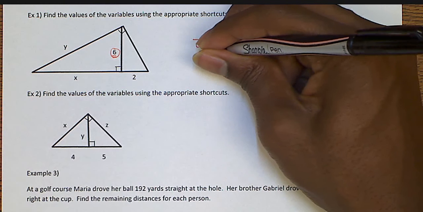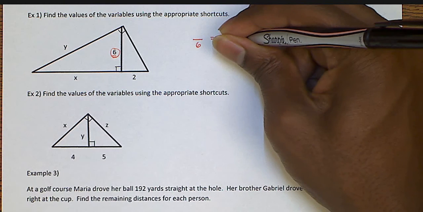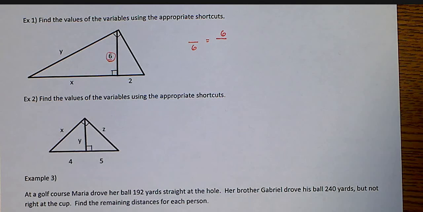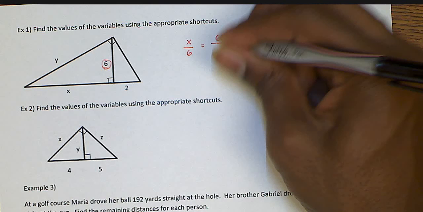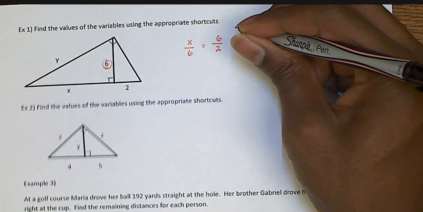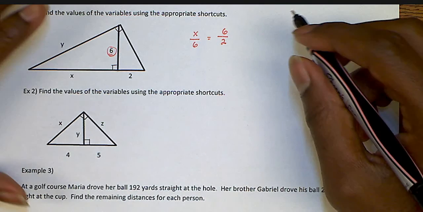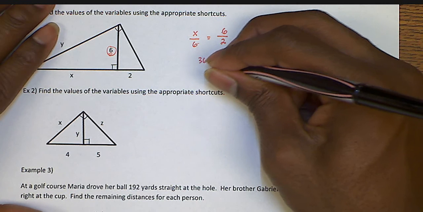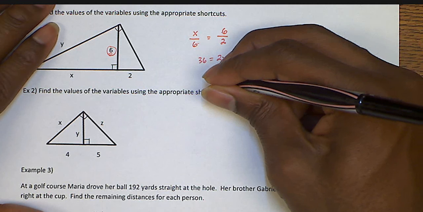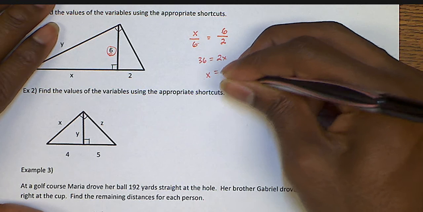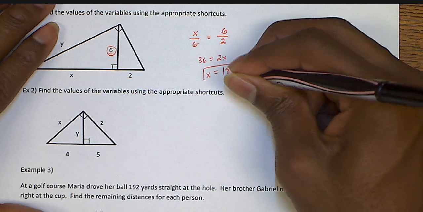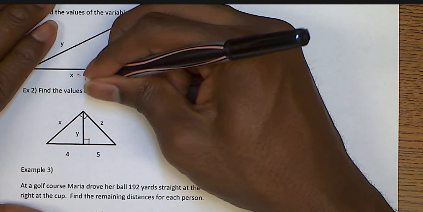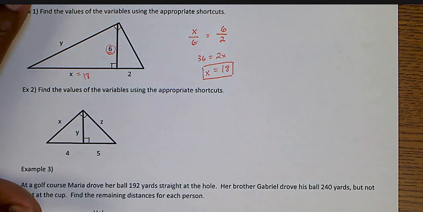I like to start off by writing that twice. It's going to be the geometric mean between x and 2. Which is nice because we don't have to solve a quadratic. 36 equals 2x. Divide by 2, x will equal 18. So here we go. We found x. It is 18.